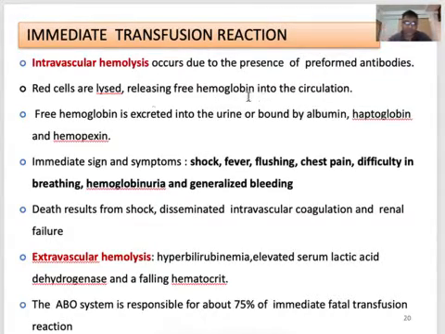In this case, the red blood cells get lysed, which releases the hemoglobin into the blood circulation. This free hemoglobin gets excreted from our body through the urine, or it gets bound by some proteins of our body. Which proteins? Albumin, haptoglobin, and hemopexin, and eventually it gets excreted from our body.